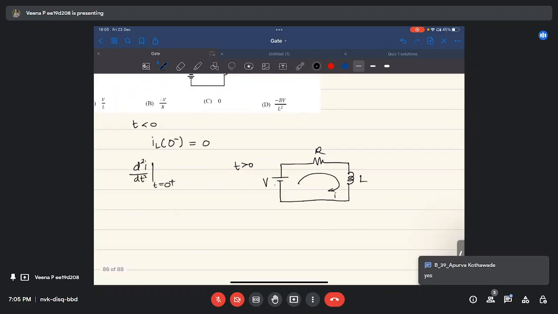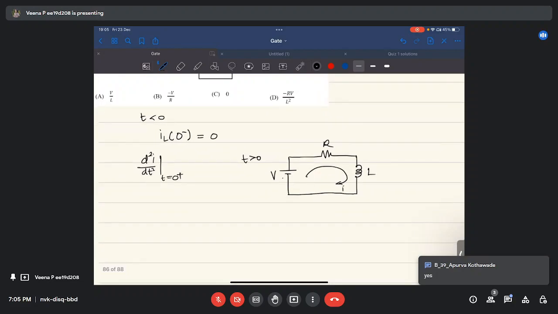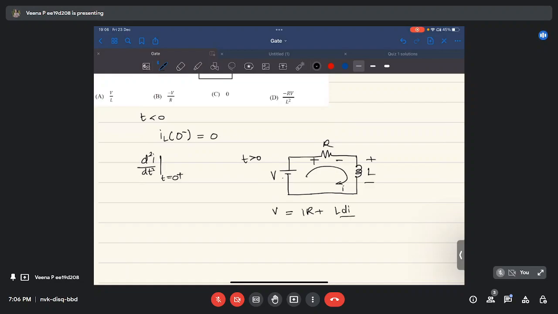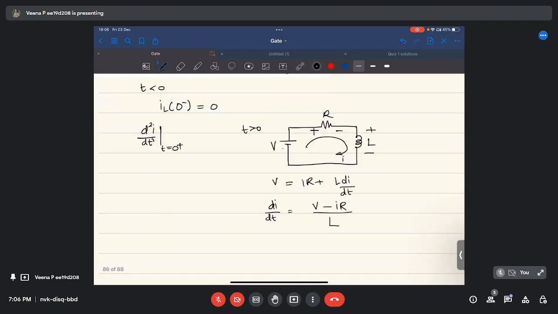Okay. So now we will apply Kirchhoff's voltage law. So when current flows from one end to the other, the point where the current enters is positive potential and the other is negative potential, because current always flows from higher potential to lower potential. So this V is nothing but IR plus L di by dt. Now from this, I'll find di by dt, which is nothing but V minus IR the whole divided by L.